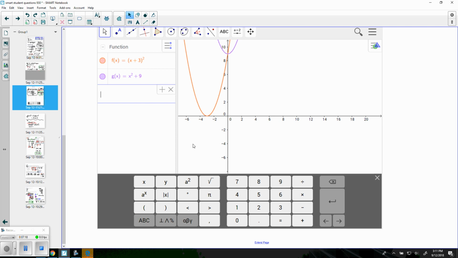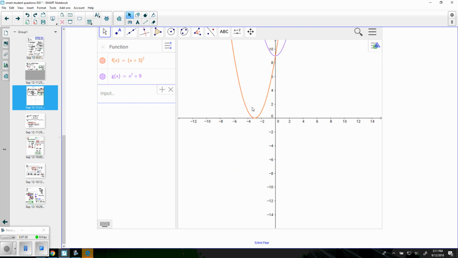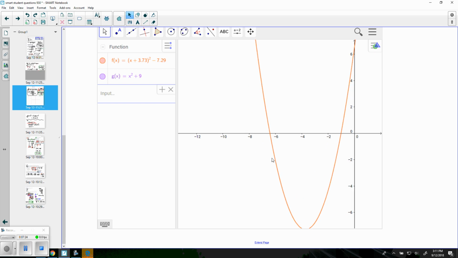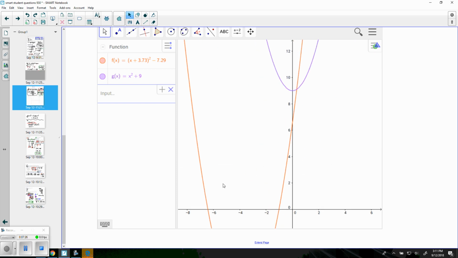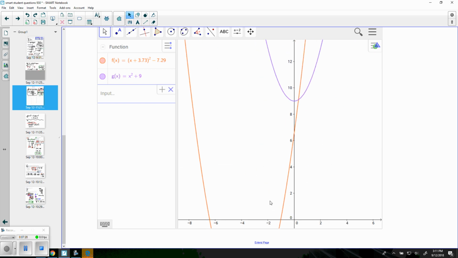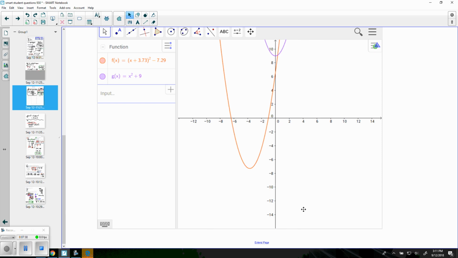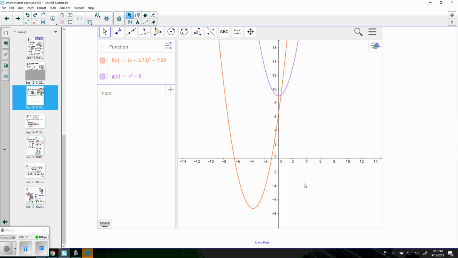Let's back up a little bit. Okay, so I'm having trouble getting this where I want it. I should have paused. Okay, so here is what it looks like, the purple line, when you have x squared plus 9. All right, let's look at something else.